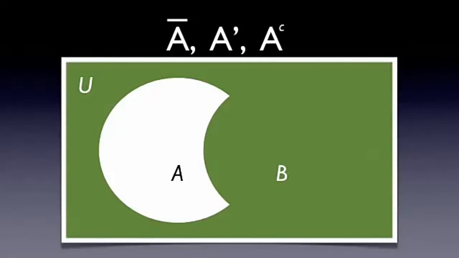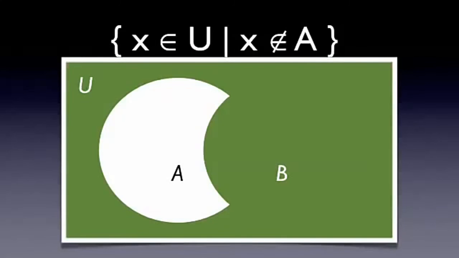For these videos, we will notate the complement of a set by using a line over its name. Using set notation, we can define not A by showing that x is an element of the universal set, such that x is not an element of A. There are other terms that can be used to describe the complement of a set. These include not A or A prime.